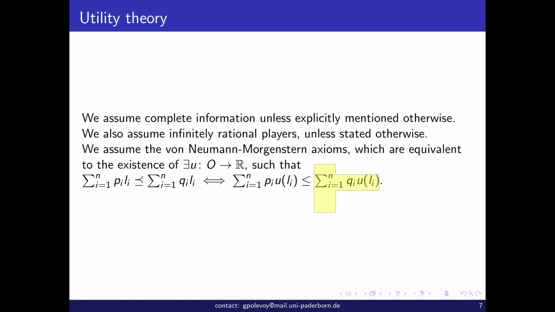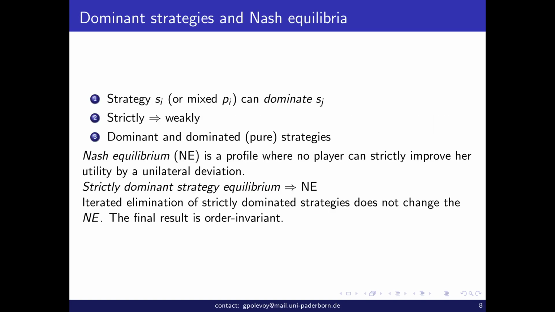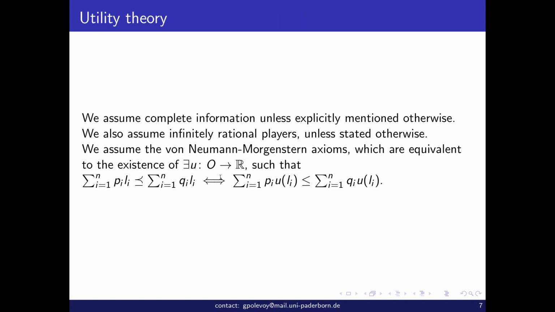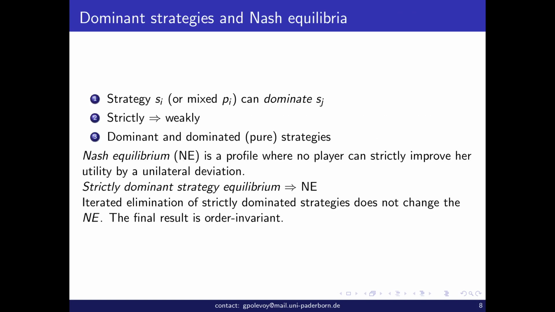So we can represent the preference of each player with her utility. Here it's some utility of some player, assuming those von Neumann-Morgenstern axioms, which we do assume. So we can always assume that we have such a function. Okay, so let us go into the things we did. First we spoke about basic solution concepts: dominant strategies, strategy profiles, and Nash equilibria.